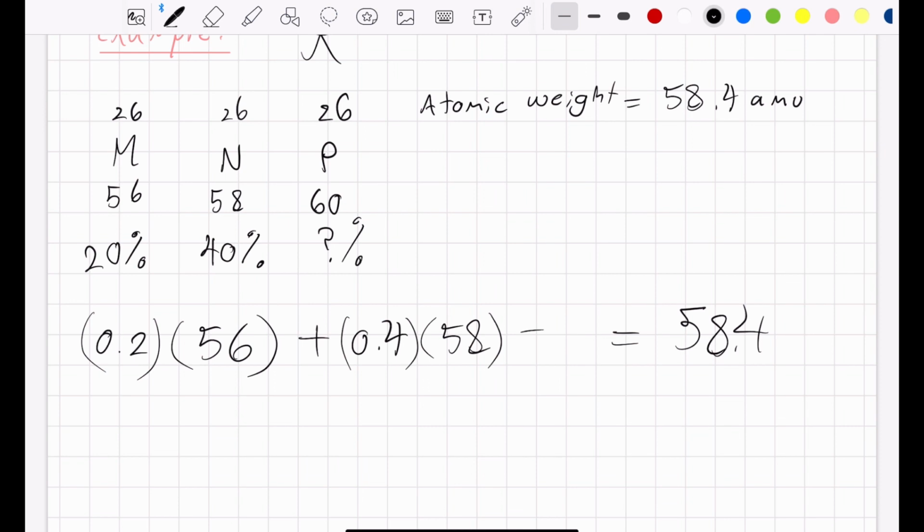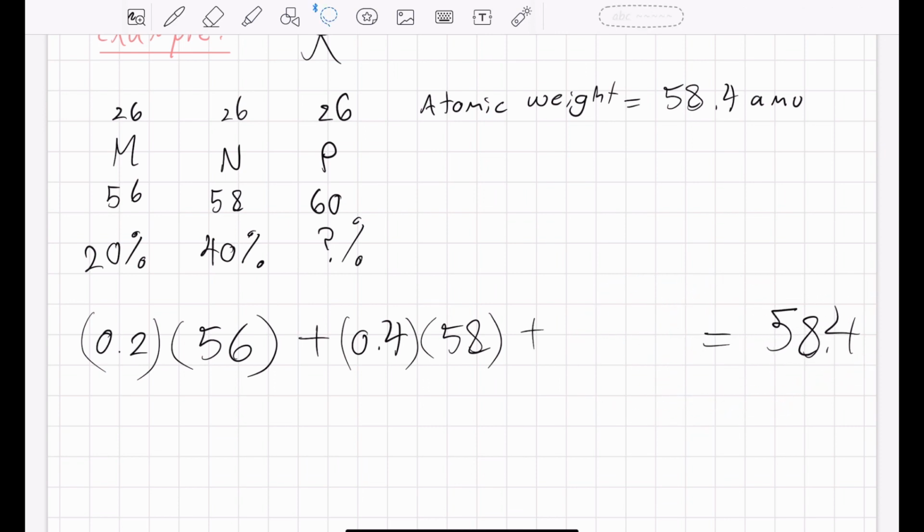And then finally, here, let me just move this equation a bit more to the right so we can have more space. Finally, the last isotope has an atomic mass of 60, but we don't know what the percent abundance is. So we're just going to multiply the atomic mass, 60, by x, which is our ratio that we want to determine.